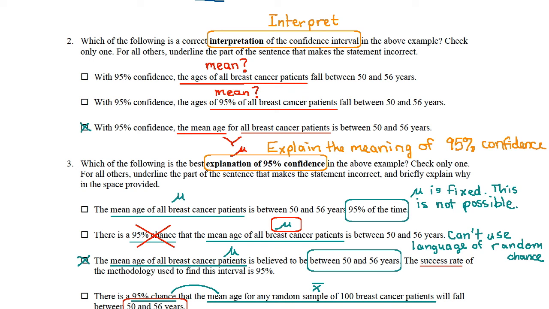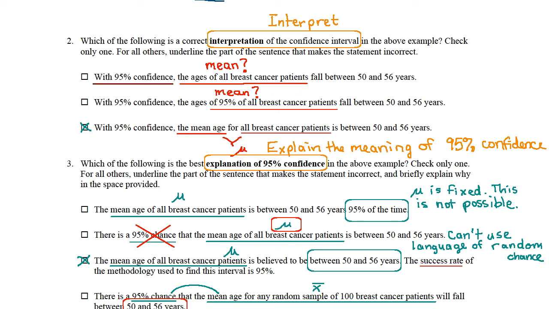When we're asked to interpret a confidence interval, all we are being asked to do is explain what that confidence interval tells us about the population parameter in context. It's not getting into any details about what 95% confidence really means. We summarize all of that with this simple statement with 95% confidence, and we leave out that explanation.